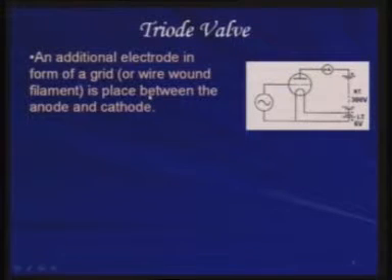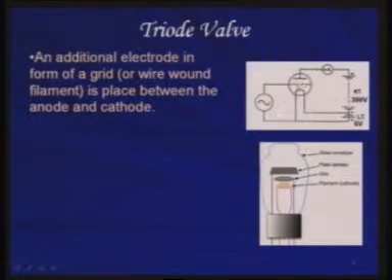What I do now in this case is I additionally give one grid here, which is introduced between the cathode and anode. And when I get this kind of additional grid, which is typically a wire wound filament, or a net kind of thing, then whatever voltage I apply here is going to appear on this grid, so it is going to be an obstruction to the electrons that are flowing from the cathode to anode, as we have seen in the earlier case. So now we are going to have a kind of control through this particular grid.